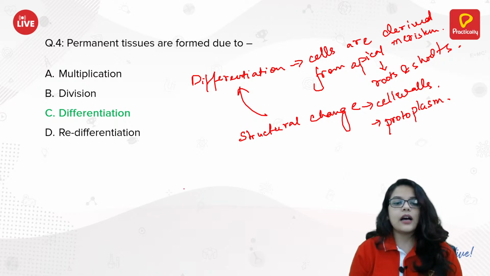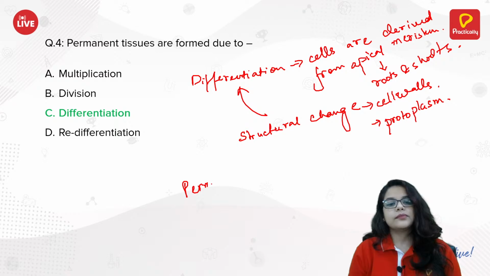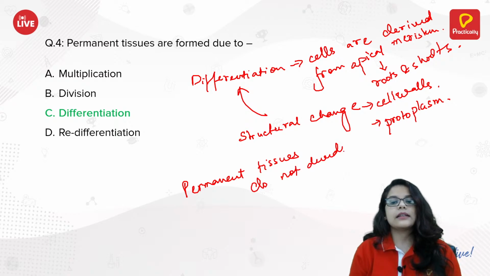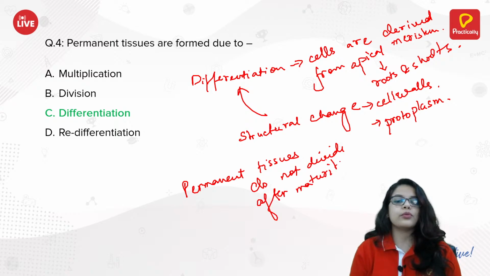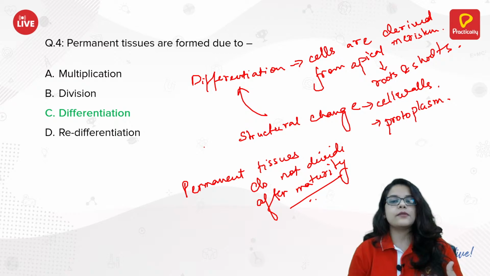And as I said, permanent tissues, what? They do not divide after maturity. After they are mature enough, after they've grown enough, they do not divide anymore. So this formation of the permanent tissues is done by the differentiation.